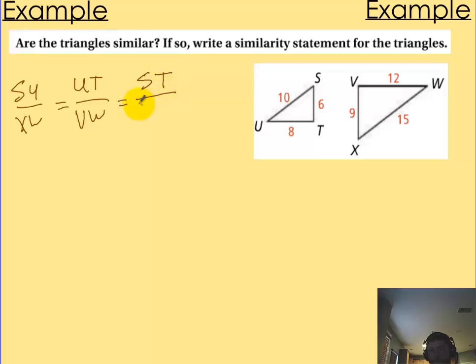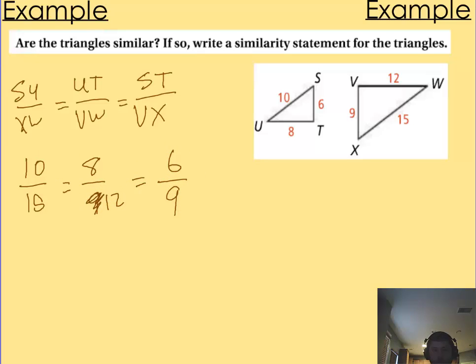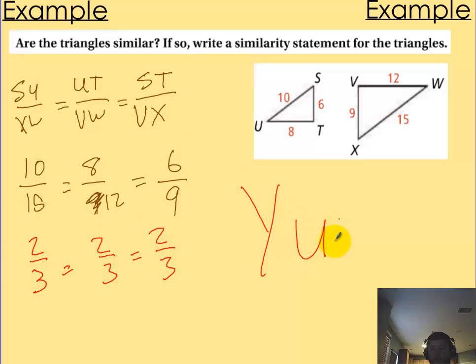Looking at those proportions, SU, so 10 over 15 should equal the middle ones, 8 over 12, which should equal 6 over 9. Reducing all those fractions, 10 fifteenths reduces to 2/3, 8 twelfths reduces to 2/3, and 6 ninths reduces to 2/3. So are the triangles similar? Yep. How do we know? Side-side-side similarity. Next one. Oh, that's it.